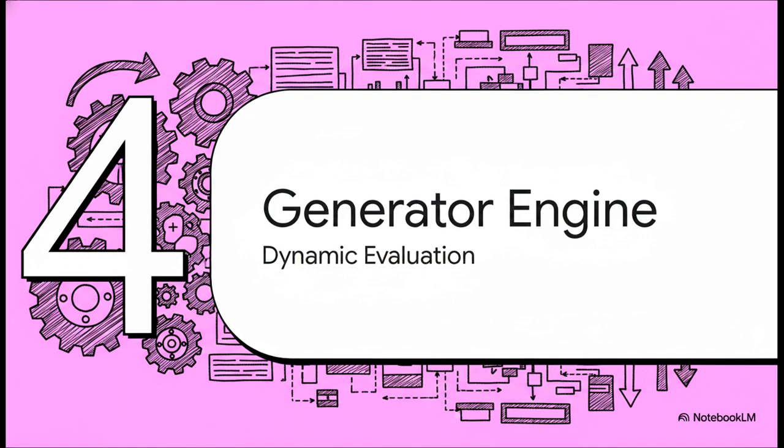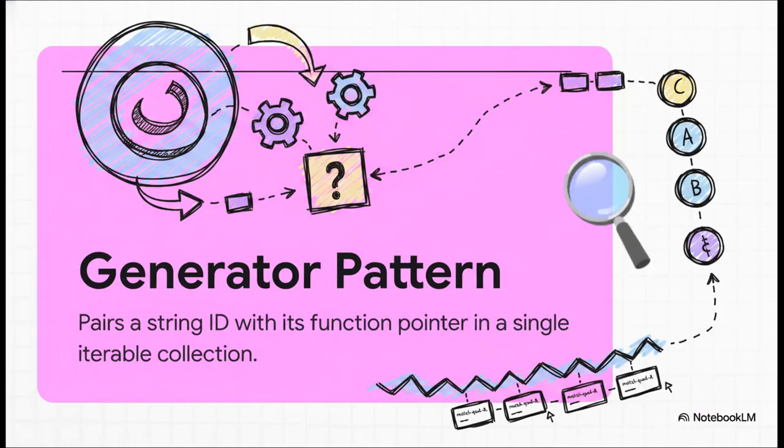Which brings us to section 4, the generator pattern engine. We are now looking at dynamic evaluation, and I'd argue this is the true architectural centerpiece of the whole application. Instead of hard-coding a bunch of sequential string comparisons, the classic if quad A matches, else if quad B matches nightmare, the developer implemented a generator pattern. By pairing a string identifier with its respective generator function pointer in a single iterative collection, the application achieves a massive boost in scalability.